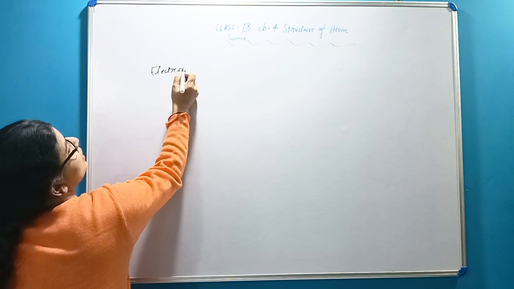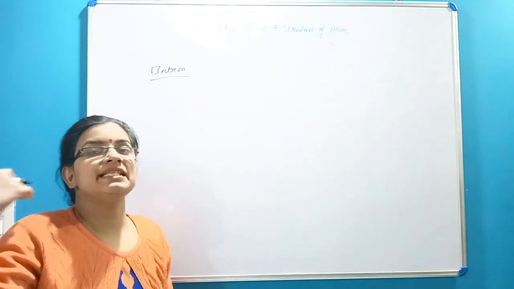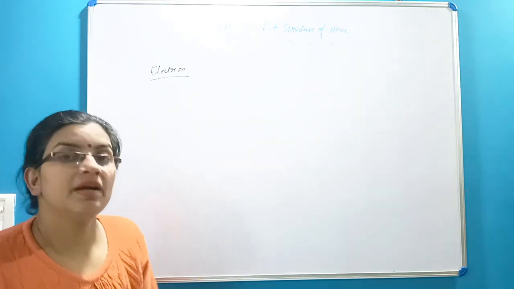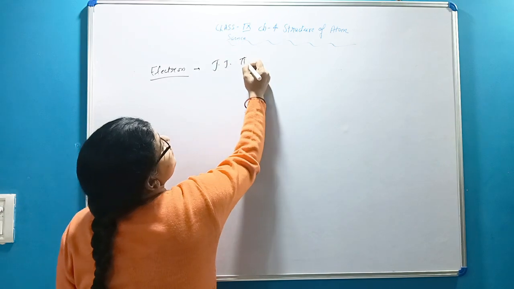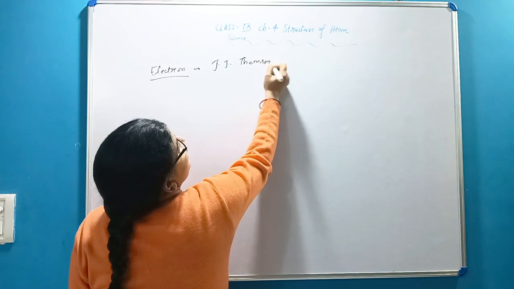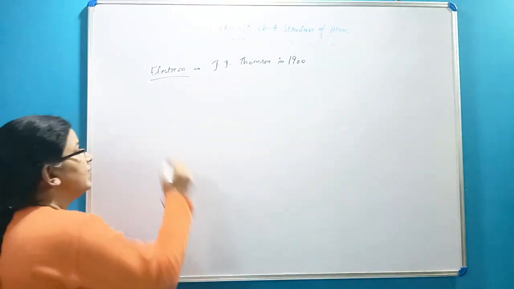Electron is a subatomic particle, that means a particle present inside the atom, and it was discovered by J.J. Thomson in 1900.